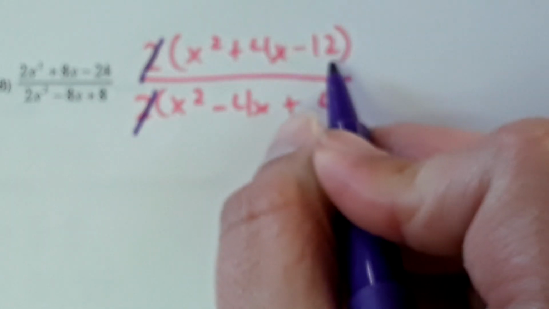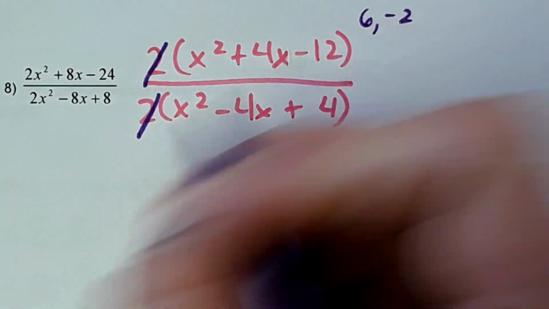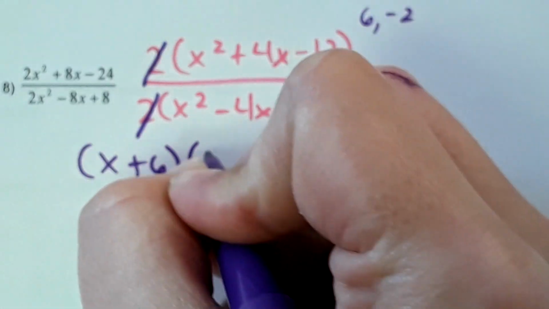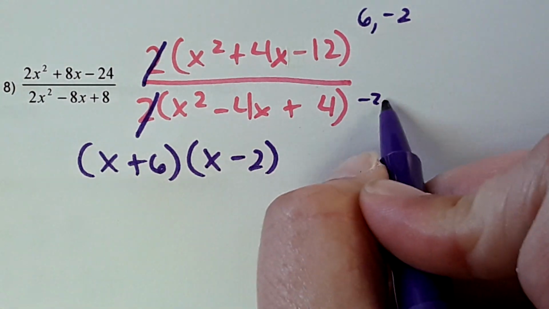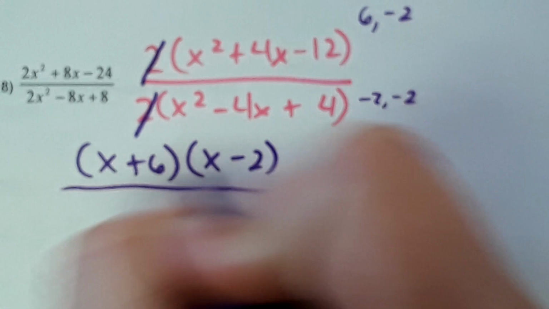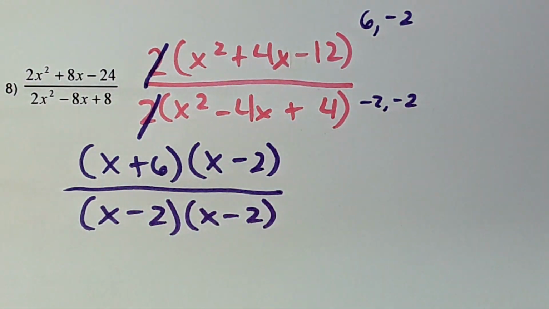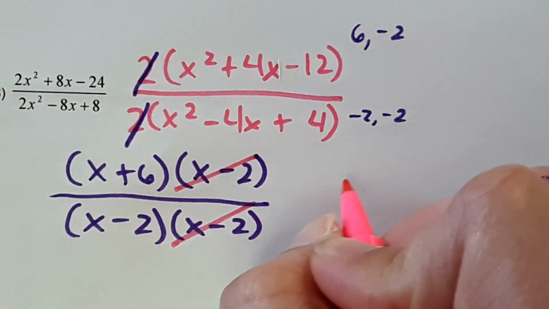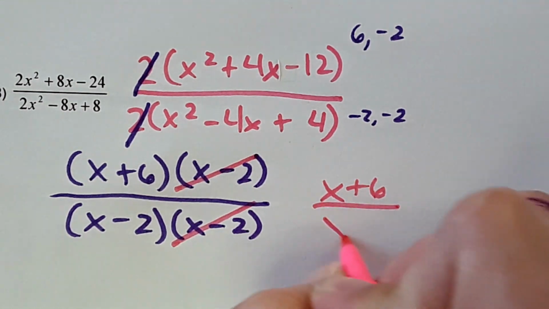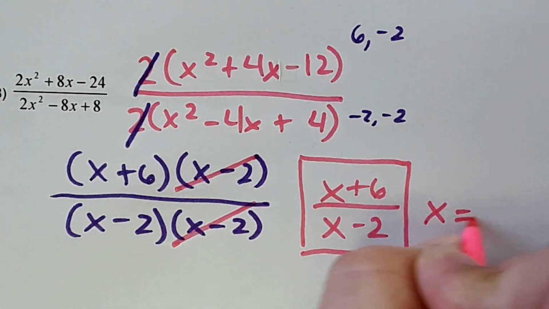Now the 2 divided by 2, that just cancels, and then I can factor out these. Two numbers that multiply to this and add to 4 would be 6 and negative 2. So x plus 6, x minus 2. And multiply to 4, add to negative 4: negative 2 and negative 2. This cancels, and we're left with x plus 6 over x minus 2 as our answer, and x cannot equal 2.